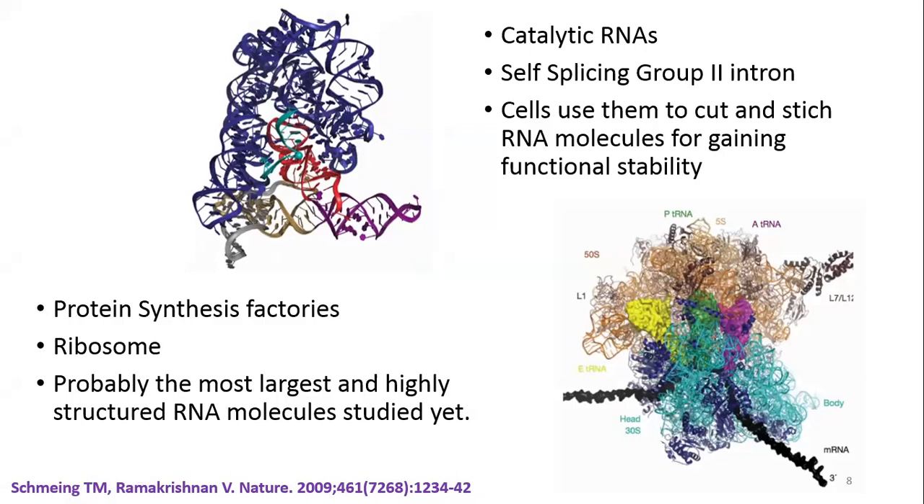Okay, as everyone knows, the protein synthesis factories, what we call ribosomes, are probably one of the largest and most highly structured RNA molecules that we have studied. Okay, so the structure of the intact ribosome was published by Venki Ramakrishnan in Nature in 2009. This is the structure of the bacterial ribosome, for which he also received the Nobel Prize.